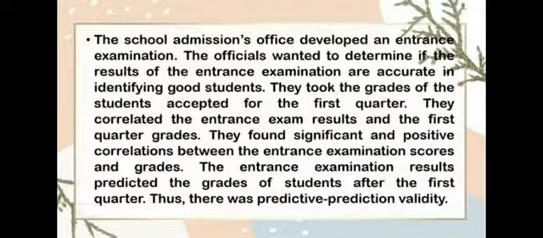An example situation: the school admissions office developed an entrance examination. The officials wanted to determine if the results of the entrance examination are accurate in identifying students. They took the grades of the students accepted for the first quarter and correlated the entrance exam results with the first quarter grades. They found significant and positive correlations between the entrance exam scores and grades. The entrance examination results predicted the grades of the students after the first quarter. Thus, there was predictive validity.